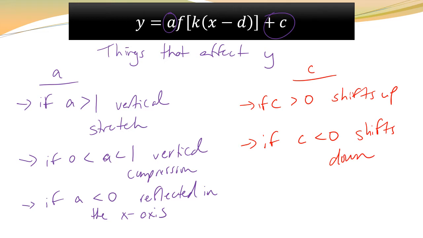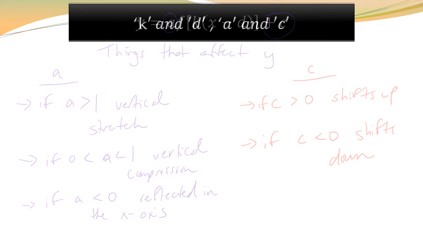So that's just the verbal kind of representation of what all of these parameters do to our graphs and how they affect them. So that brings us to transformation notation. And how do K, D, A, and C help us get transformed and translated and augmented graphs from our parent functions or any function that we put through these transformations?